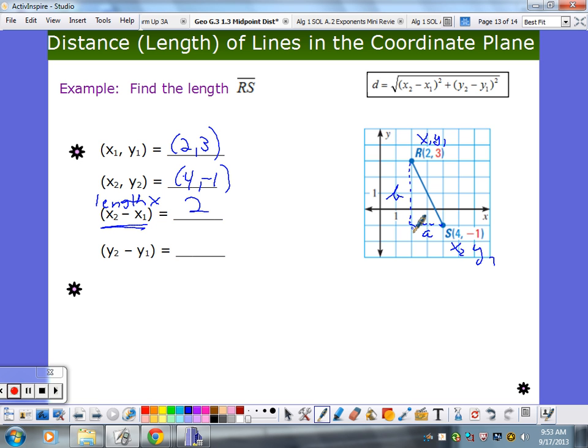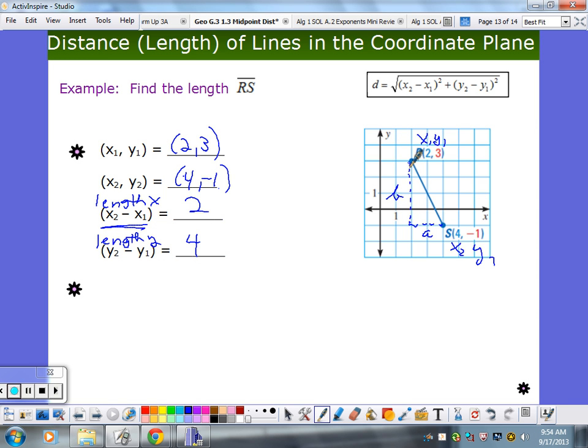What's the difference? Now careful now, because this one's the length of the y. What's the difference between 3 and negative 1? Careful now, picture like a number line. You've got 3 and then there's a negative 1. What's that distance? What do you think? 4. She's right. And look up here. 1, 2, 3, 4. Negative 1's down here, 3's here.